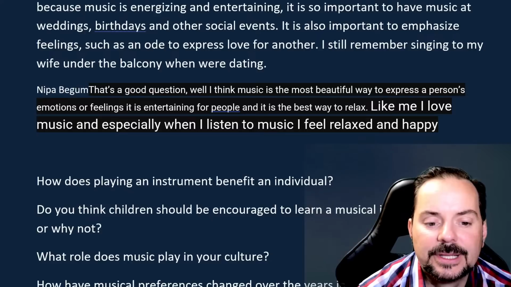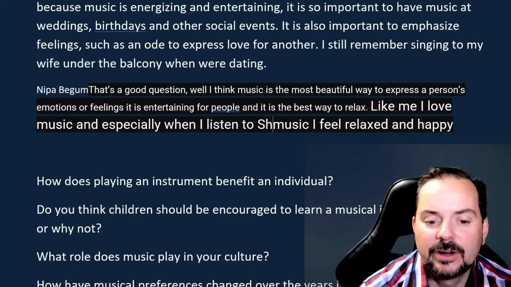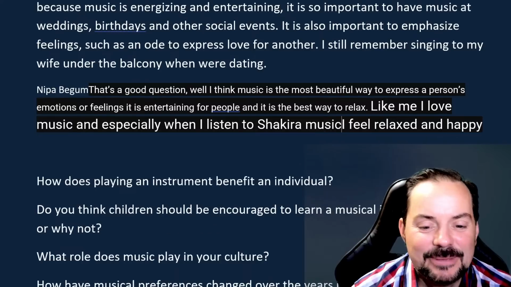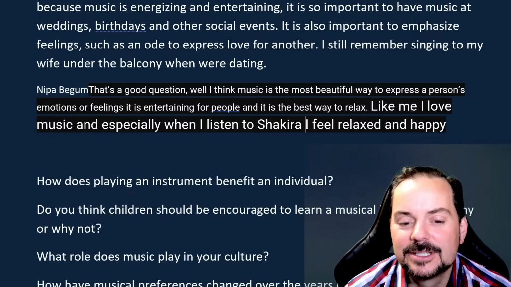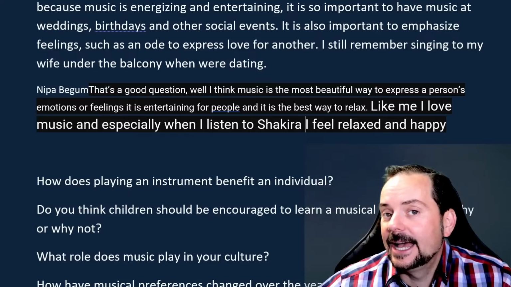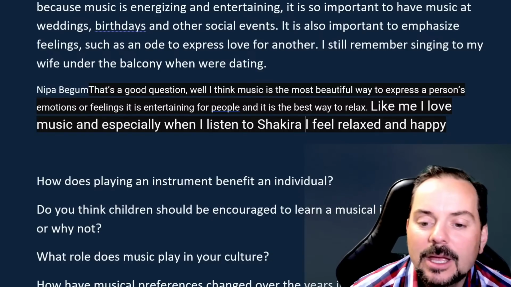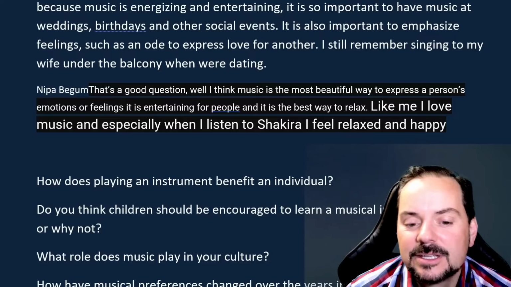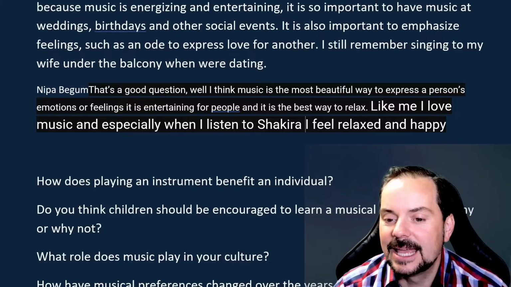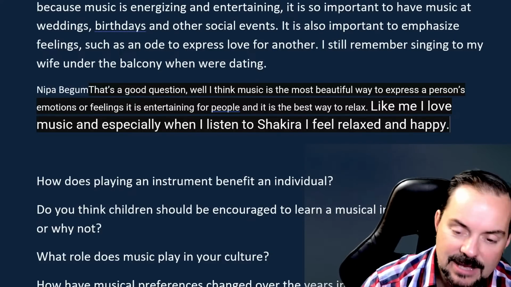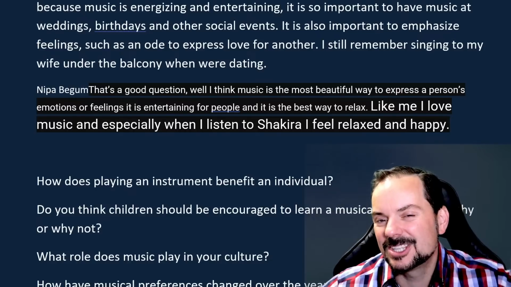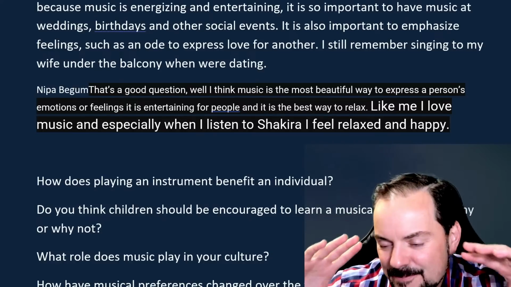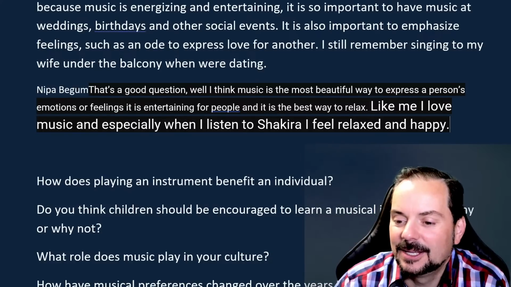Who should Nipa listen to? Shakira. I feel relaxed and happy. Sure. Okay, Nipa, you're listening to Shakira. You didn't say it. I had to pick somebody. Shakira's good. Like me, I love music, and especially when I listen to Shakira, I feel relaxed and happy. Okay, make your examples specific. When they're specific, they just sound better. They will get you better band scores. Okay.